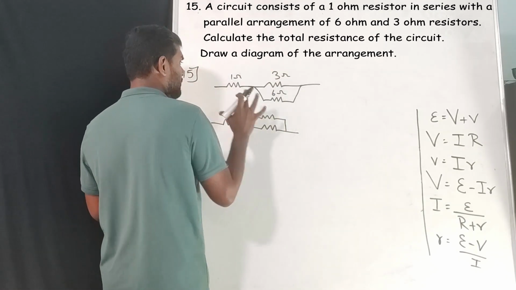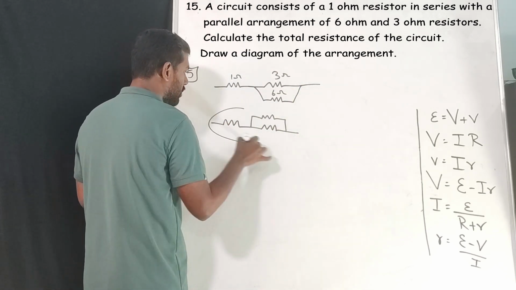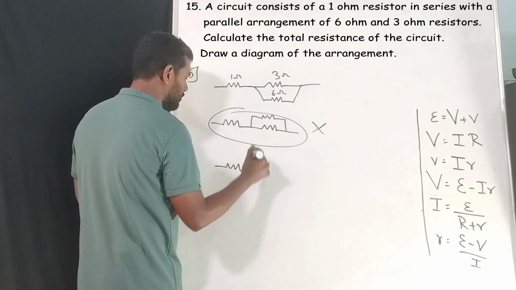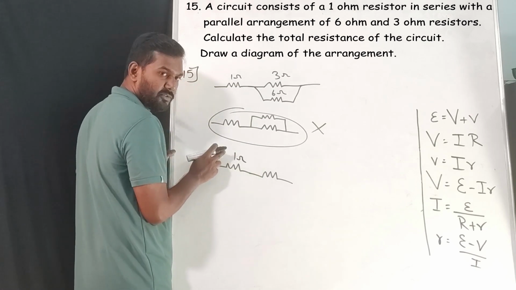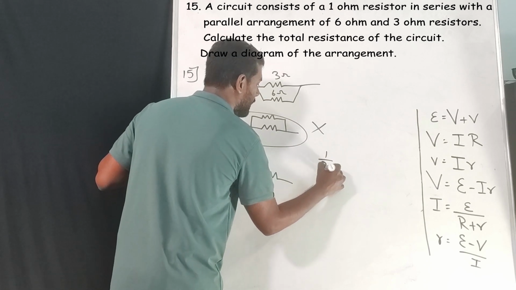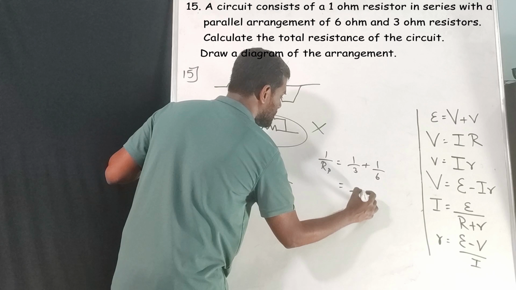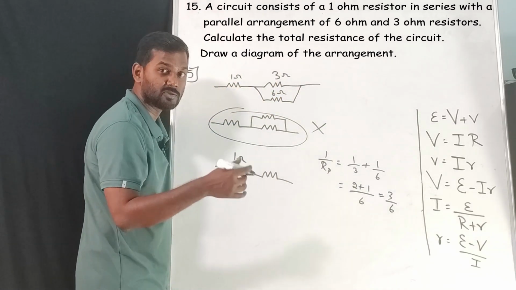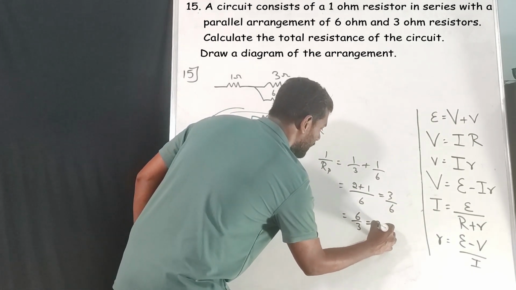So see, first which one we have to solve? Parallel. 3 and 6 are in parallel. So once you solve it, don't write this in the exam. Next, once you solve these two, that becomes parallel. The value of this resistance remains the same. This one we are going to find. So 1 by Rp is equal to 1 by 3 plus 1 by 6. LCM will be 6 and 2 plus 1 will be 3 by 6. It is not Rp, it is 1 by Rp. So take the reciprocal, that will be 6 by 3, answer will be 2 ohm.